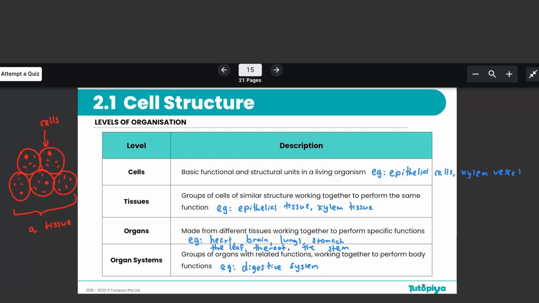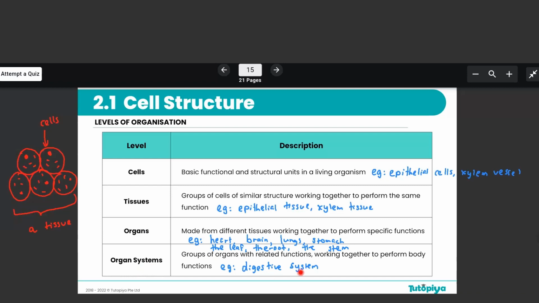They have interrelated functions and they are working together to carry out digestion. So that is exactly what we mean by an organ system. It's a group of organs with related functions that are working together to perform a particular life process. So examples of organ systems include the digestive system, the respiratory system, and so on in animals.